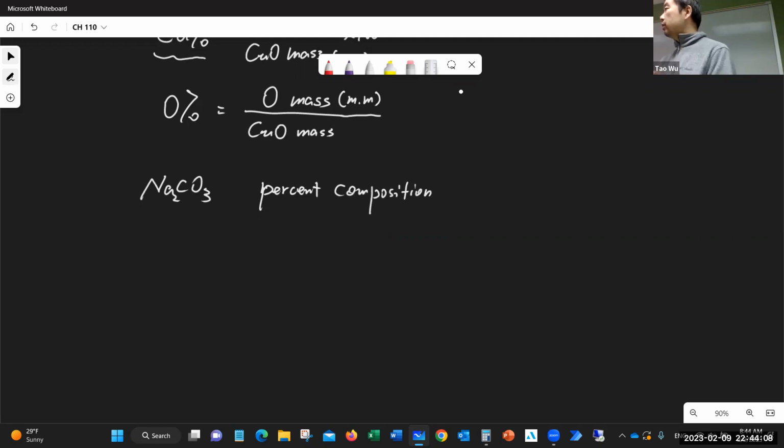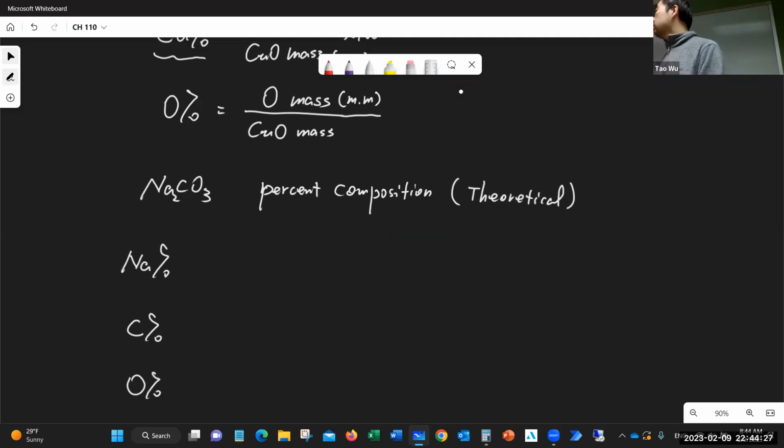Well, generally it is the same thing. Then that means we need to figure out the theoretical data: sodium percent, carbon percent, and oxygen percent. If you're talking about theoretical, that means we're going to use molar mass to figure it out. It's doing the same thing, which means you should use the molar mass of the sodium.